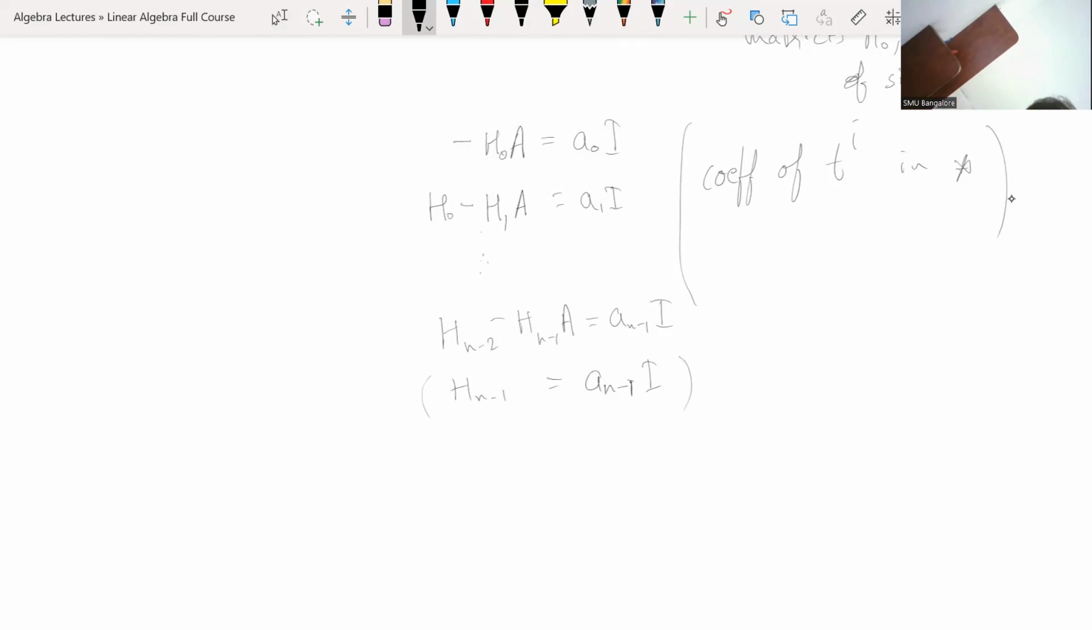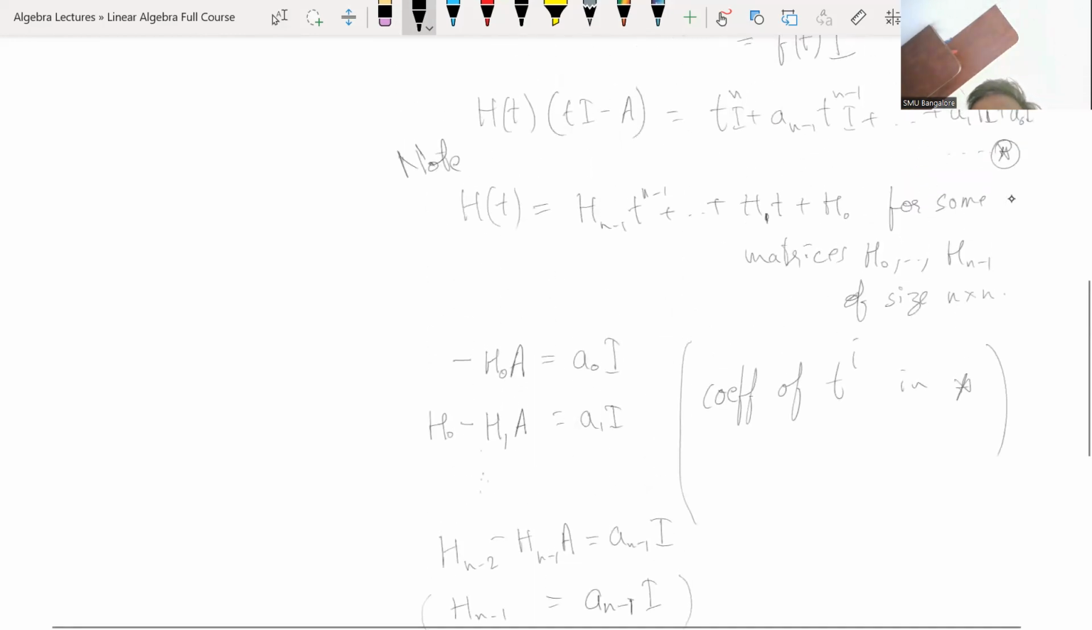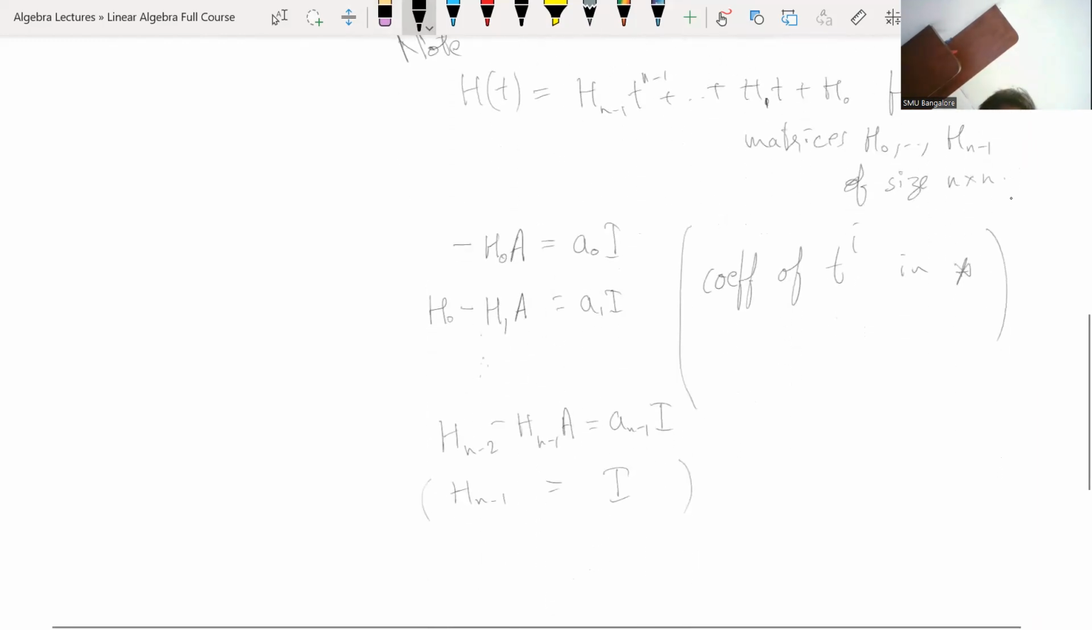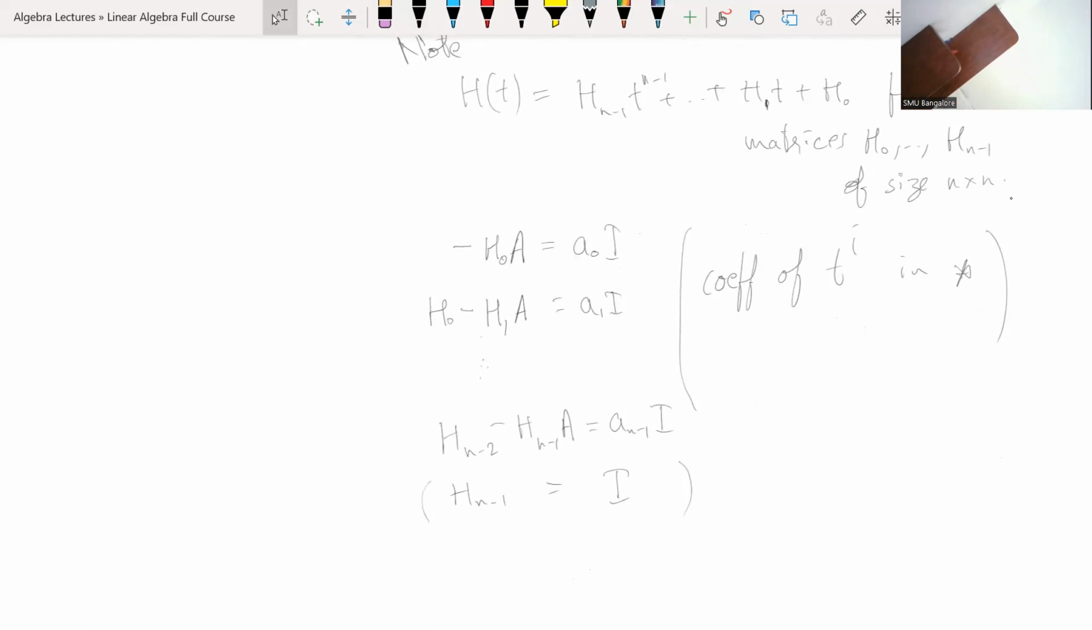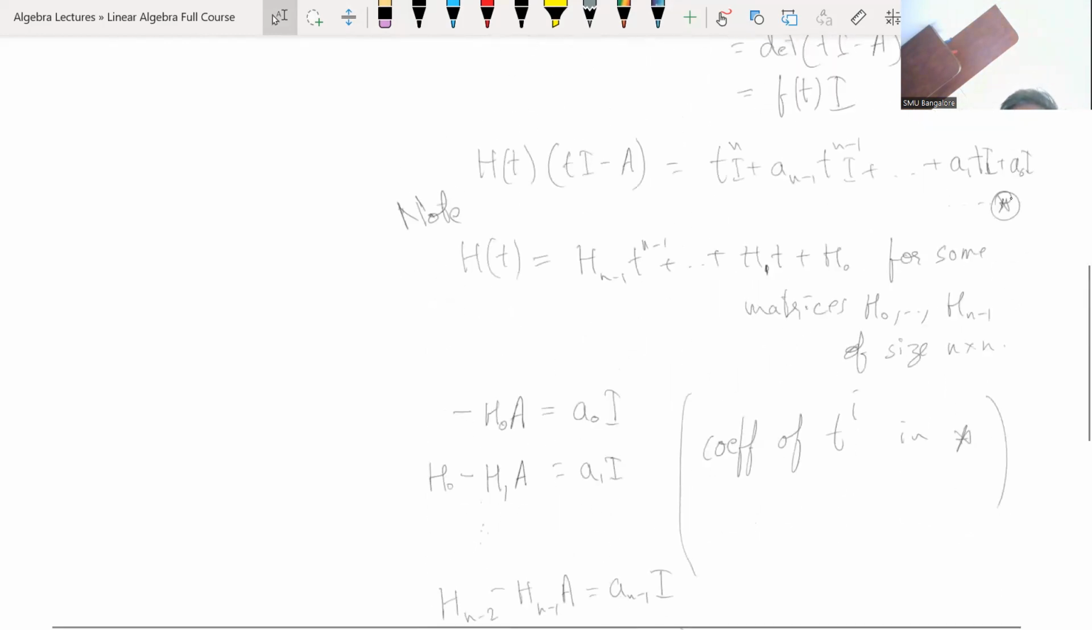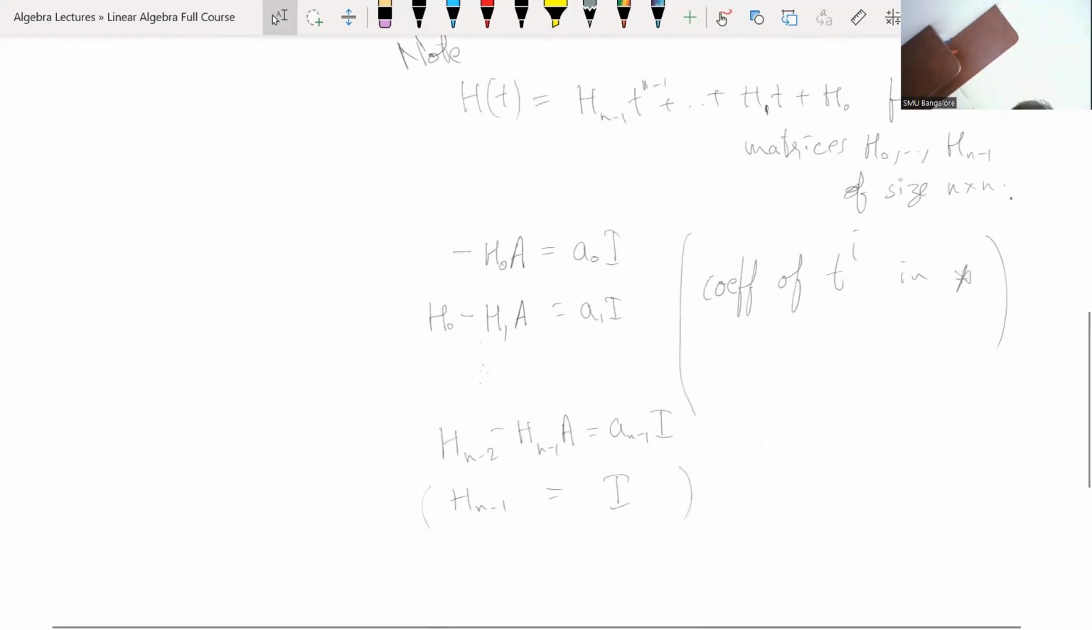Sorry, so I think this should be a n minus 1. a n is 1, so that's why I thought there's something wrong. f is a monic polynomial. So h n minus 1 is just h n minus 1 times identity. If I'm looking at the coefficient of t power n, then I have to multiply h n minus 1 with identity. That is the only thing which will give us the coefficient of t power n. And on the right hand side, the coefficient of t power n is identity. So we get this identity.